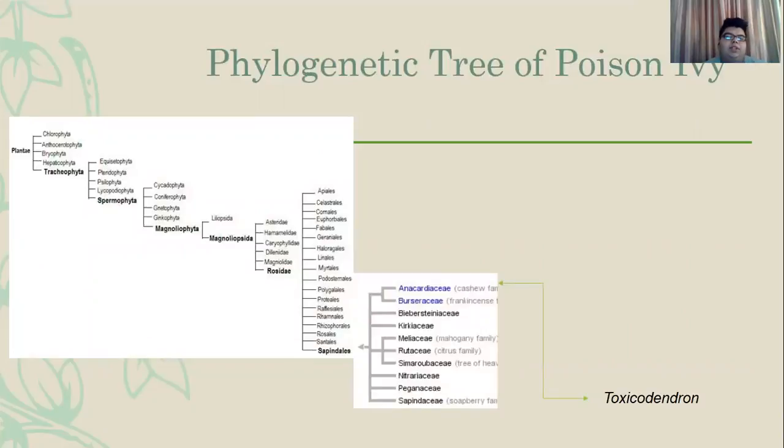In this special bulletin board somewhere right there, we have the phylogenetic tree of the poison ivy. As we see here, the poison ivy, or mostly Toxicodendron radicans, is in the Anacardiaceae family, or the cashew family. These include the mango and the cashew.